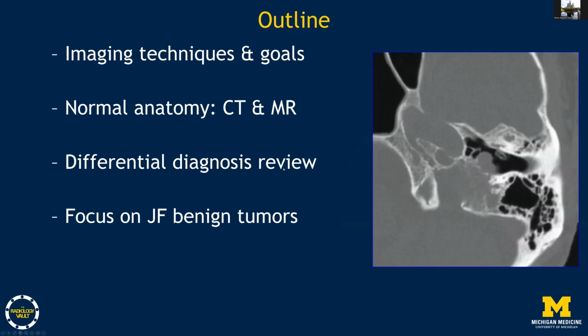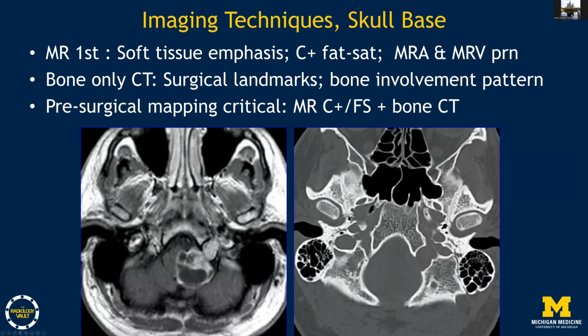So as every radiology talk has an outline, this one does too. We'll talk about the imaging techniques and goals and normal anatomy, both on CT and MR. And this is kind of the foundation. If you know what you're supposed to see, then you can figure out what you're looking at. I'll do a differential diagnosis review for you and focus on a few benign tumors of the jugular foramen and ways to distinguish which one you're looking at. This example case here on your right.